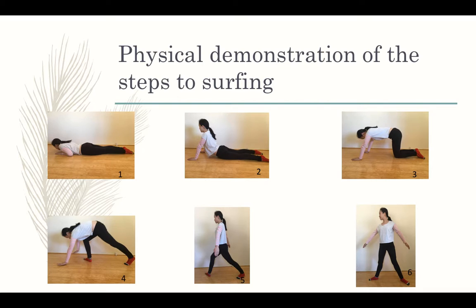So the first one is lying down on the surfboard. Number 2, prone lion stance. Number 3, getting up. Number 4, lunging. Number 5, lunging but standing. And number 6, finally surfing on the surfboard.